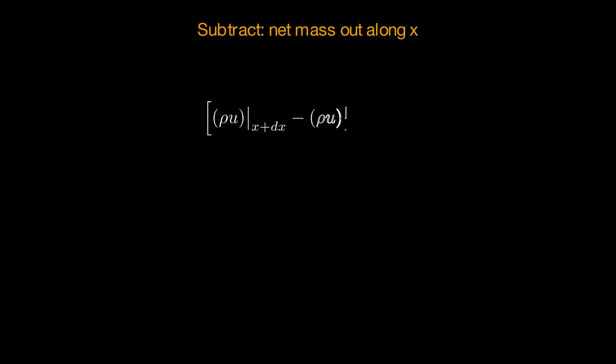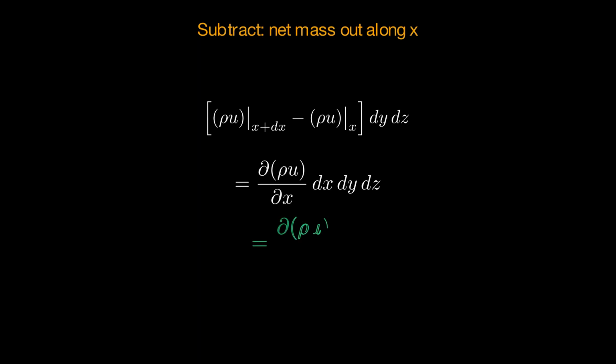Now subtract. Net mass leaving along x is the right flux minus the left flux, all times the face area. The two base flux values are identical, so they cancel cleanly. What survives is the rate of change of rho u along x, times the gap times the face area. But the gap times the face area is just the box's volume, dV. So the net outflow along x is the derivative of rho u with respect to x times dV.